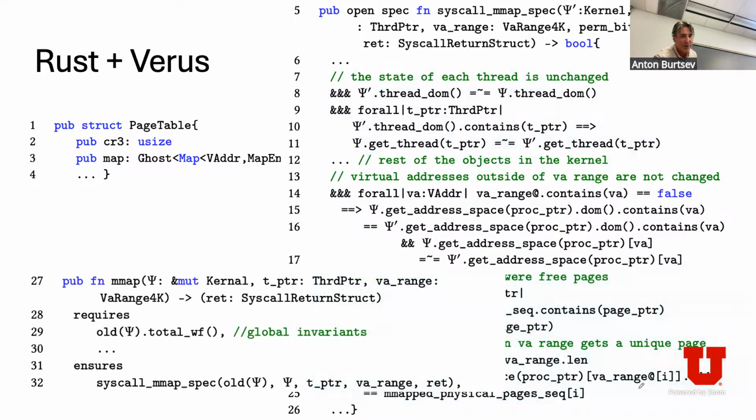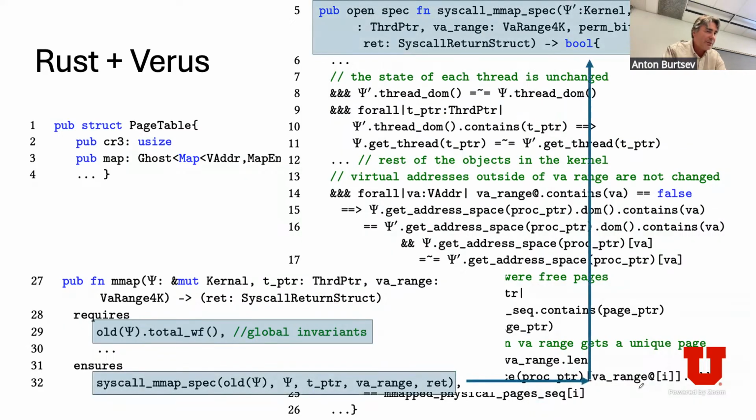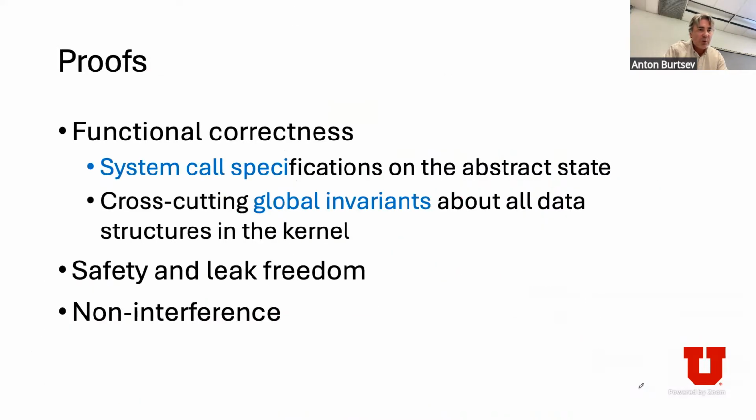Then there's the actual implementation of the function, and the theorem prover proves that it meets this. It requires that the kernel is well formed all over the place, like all the linked lists are correct, stuff like that, and ensures that whatever the mmap system call does, the actual Rust code which you write will adhere to this specification. And you can build proofs about functional correctness, meaning that system calls do what they are supposed to. You can reason about cross-cutting global invariants, meaning that all the lists are well formed. There are no loops. There are objects on one list, but not on two, for example.